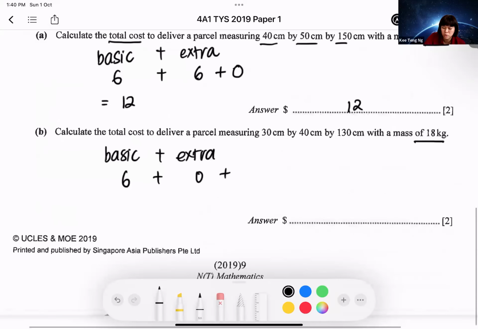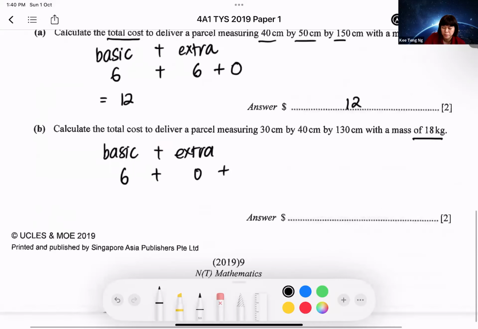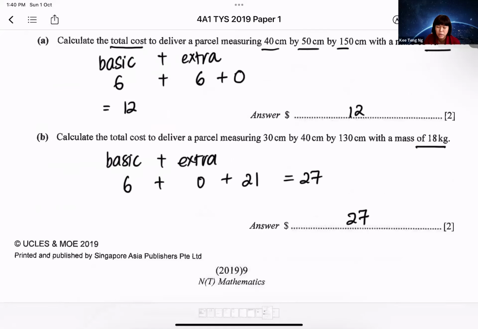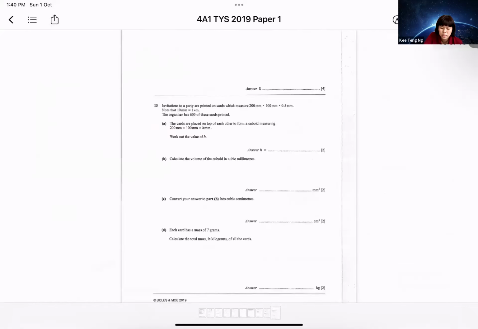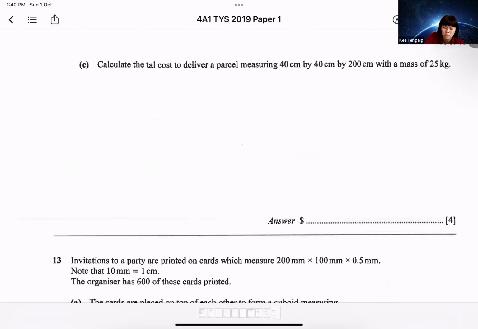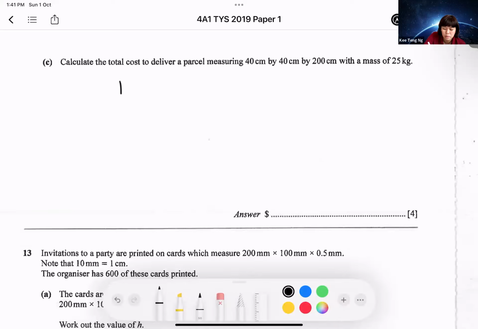And total give you $27. Have you gotten the answer? Right now you get the concept ready, right? Next question. The question says, calculate the total cost to deliver a parcel. So I need a basic charge plus the extra.